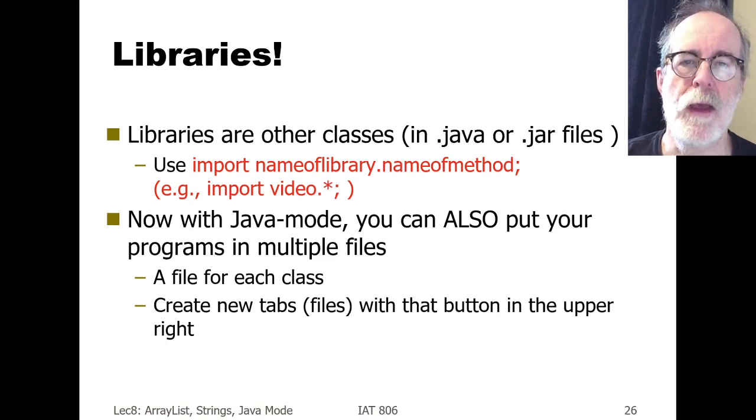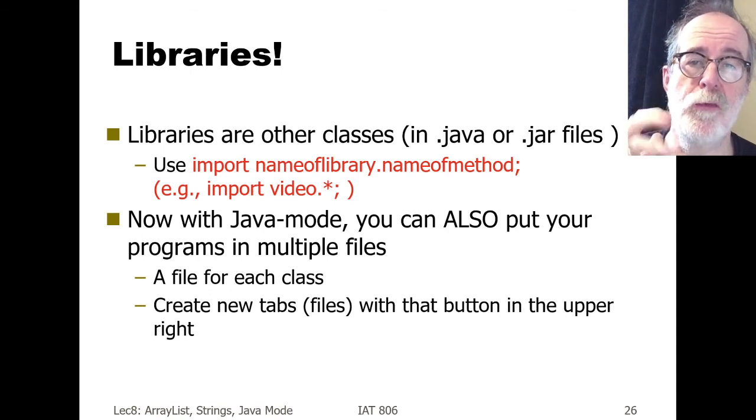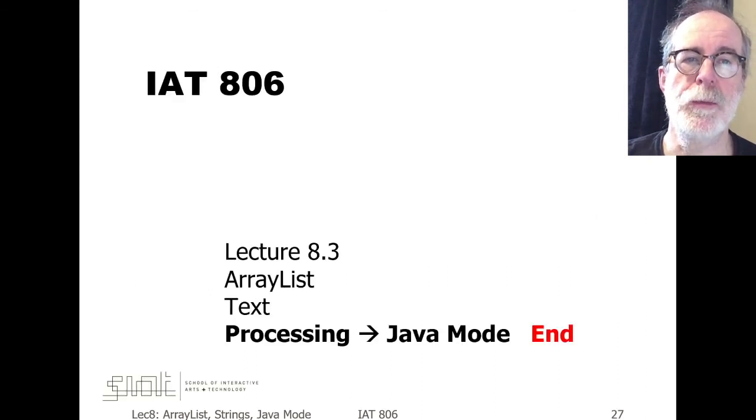So what that means within the Processing Java mode case is that you create new tabs or files with a button in the upper right of the Processing window, and that enables you to create new tabs which have new files which have new stuff in them. A few of you have already done that, but I'm simply pointing out that that's something you would expect to do in Java mode. Okay, so that's it for talking about Processing and Java mode.